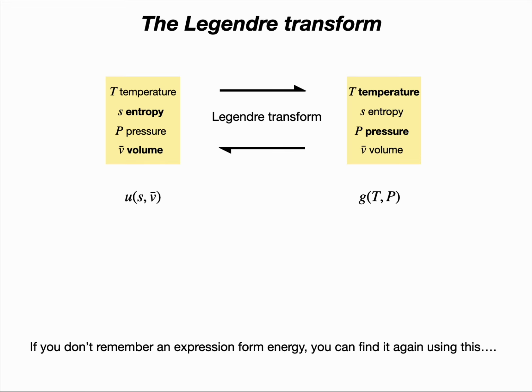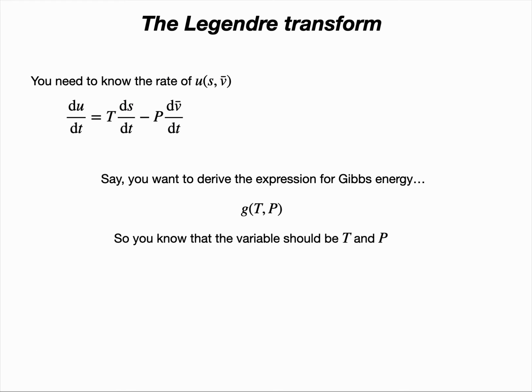So I quickly show you one example of how to determine G knowing U. So what you need to know is the rate of U. This is something we need to know, that dU/dt is T dS/dt minus P dV/dt. And now you want to derive G as a function of T and P. So now you know that you really want to create an expression in which you have the rate of temperature and the rate of pressure instead of having the rate of entropy and the rate of volume.